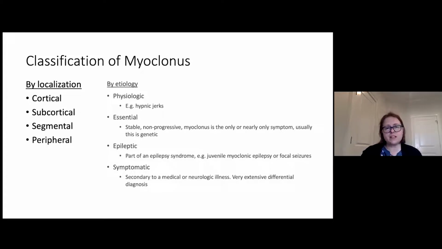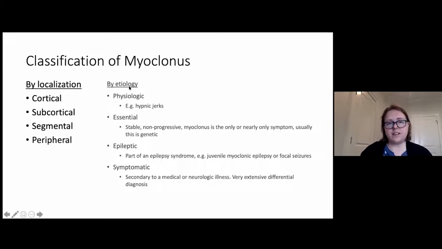There's lots of ways to classify myoclonus. So you can classify it by localization. Any part of the nervous system can cause myoclonus. I find in practice this is not that helpful because it doesn't really tell you that much about what the underlying diagnosis is or how to treat it.